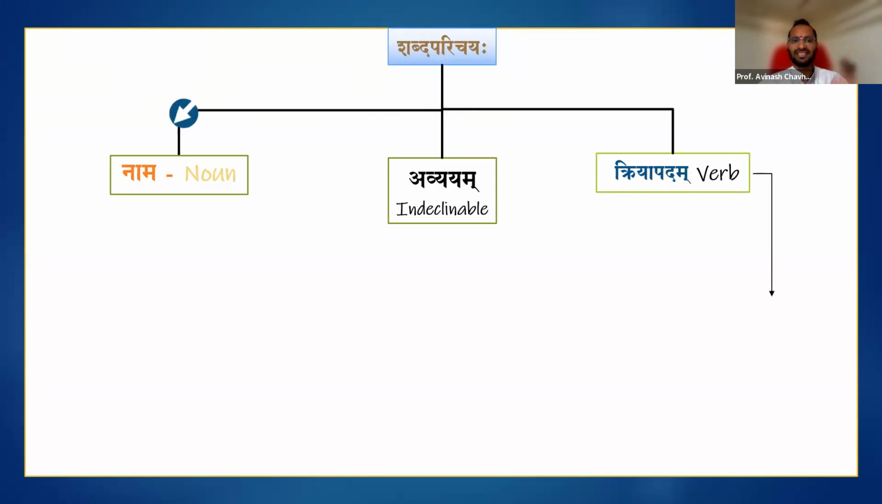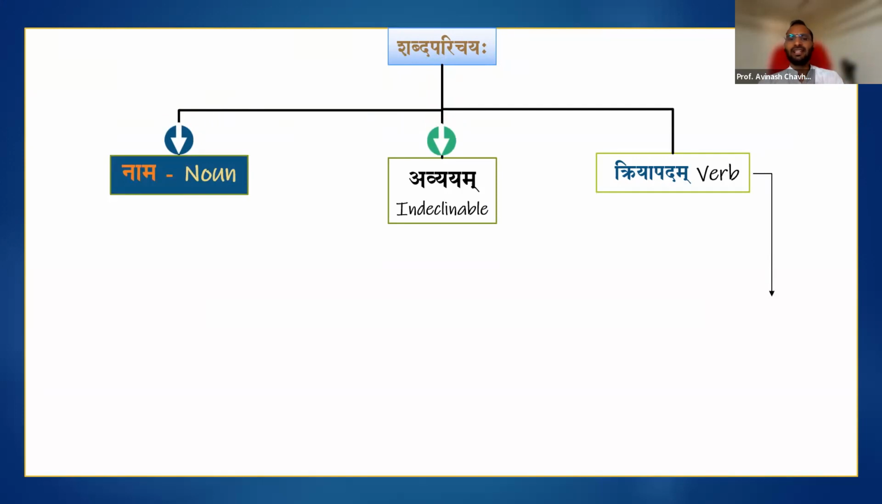Okay, so first is nama. Nama means noun. It can be a samanya noun, a common noun, and a particular noun. There are various kinds. Second type is avyayam. Avyayam means indeclinable words. And the third one is kriya padam. We are discussing all these in this course mainly.